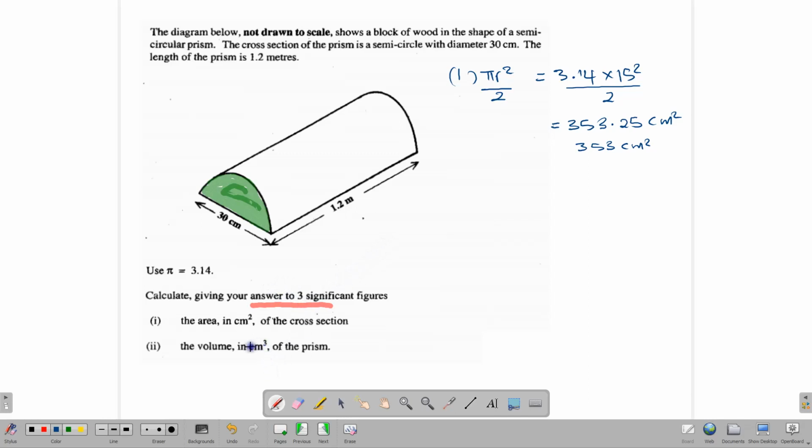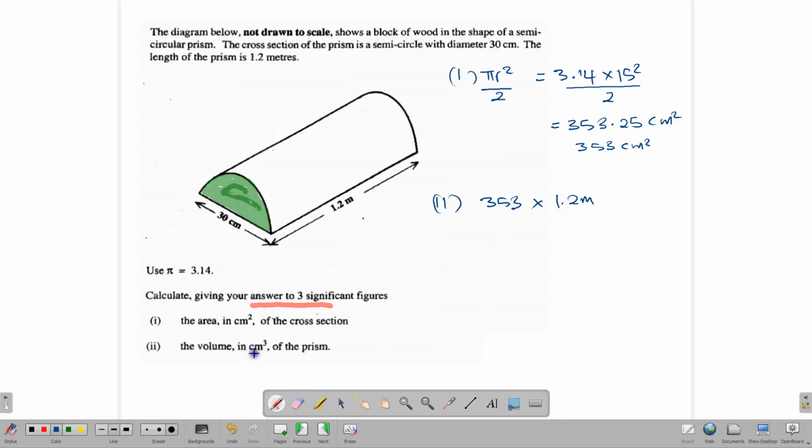All right. So we have found the area of the cross section, and the next part now is to calculate the volume of the prism. Now remember, the volume is equal to the area of the cross section multiplied by the height or the length. So the area of the cross section here is 353, and we're going to multiply that by the length. Now notice that the length there is 1.2 meters, but this answer here is in centimeters square. So when you're doing your question, you cannot work it with mixed units like this because it's going to give you an incorrect answer. So what you need to do is to bring both of them to the same unit.